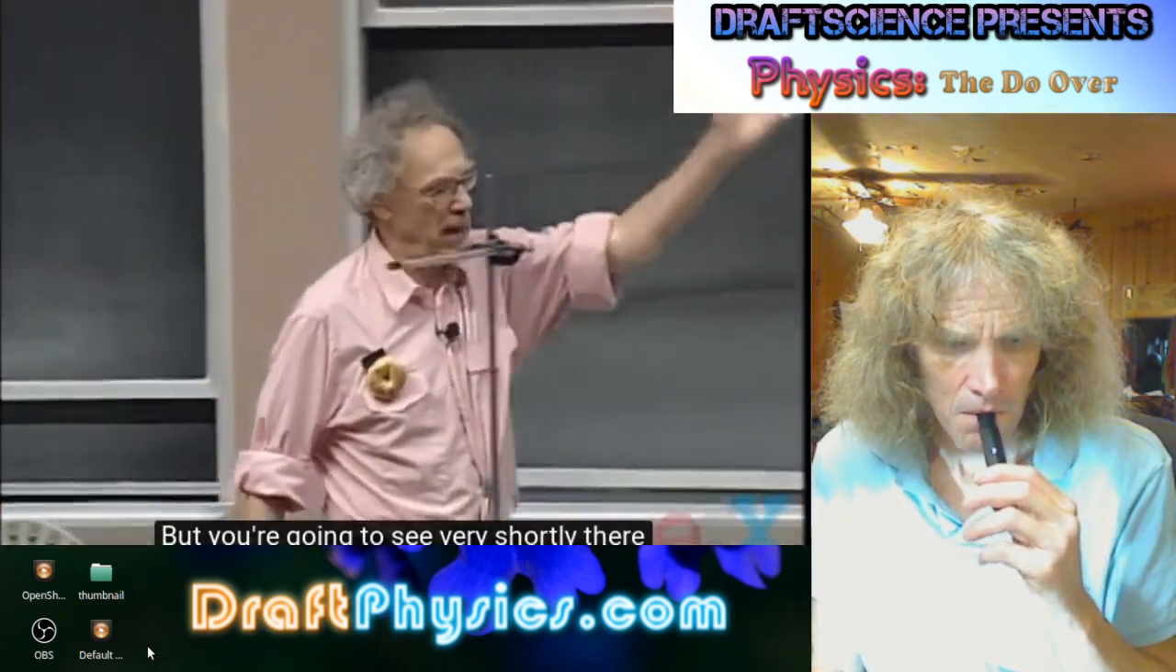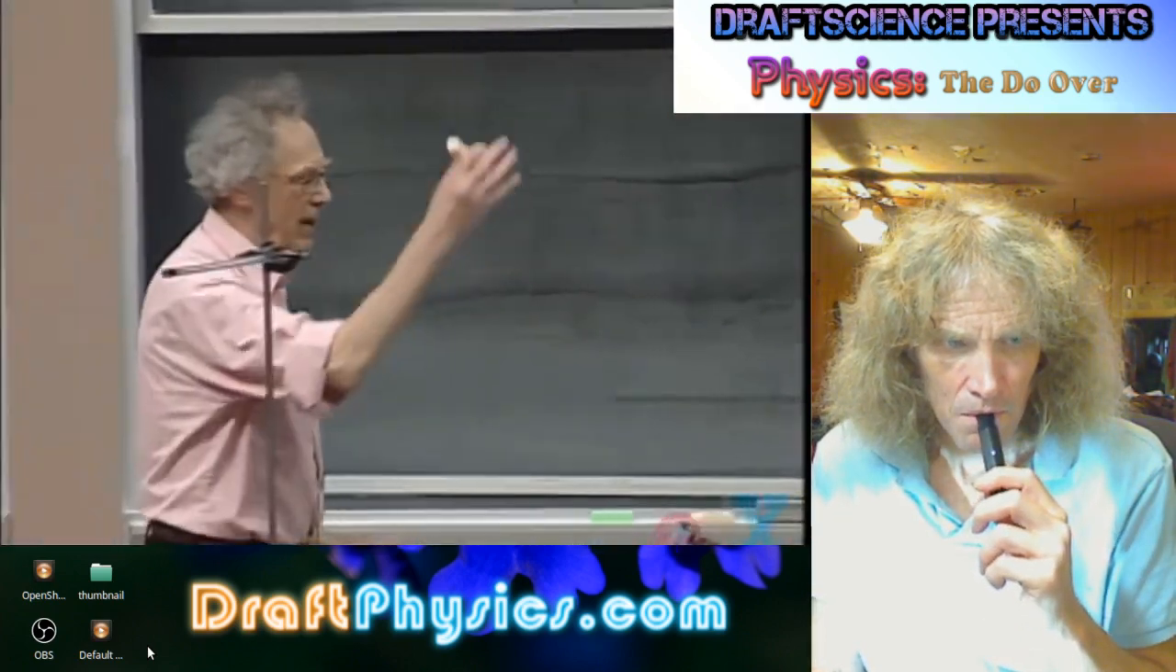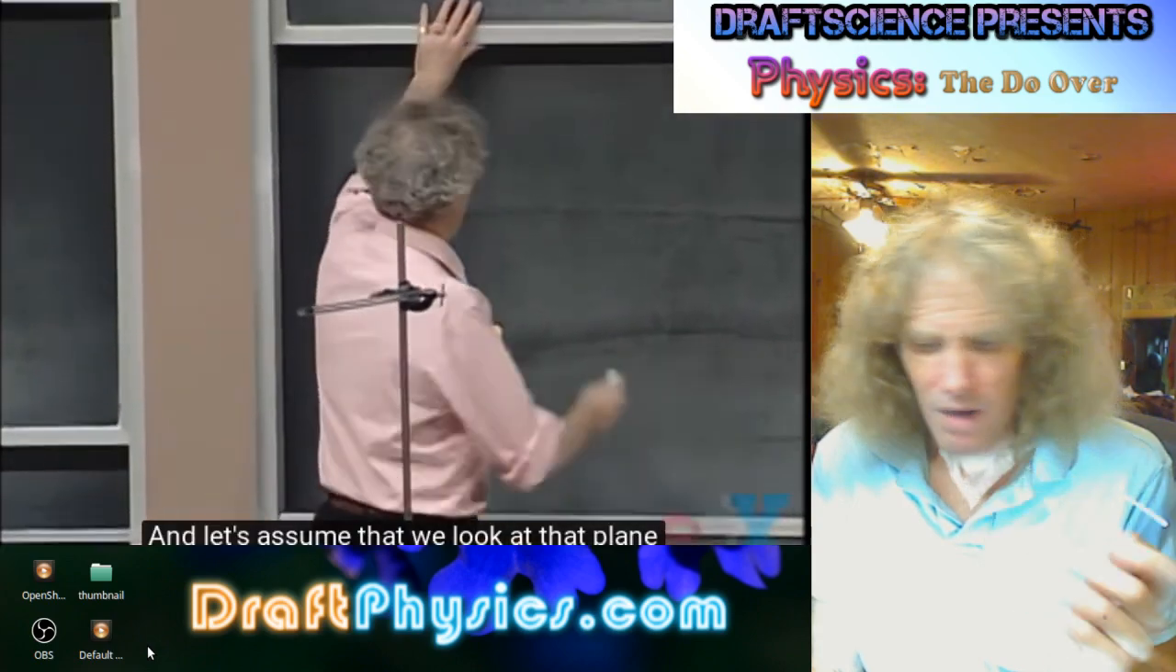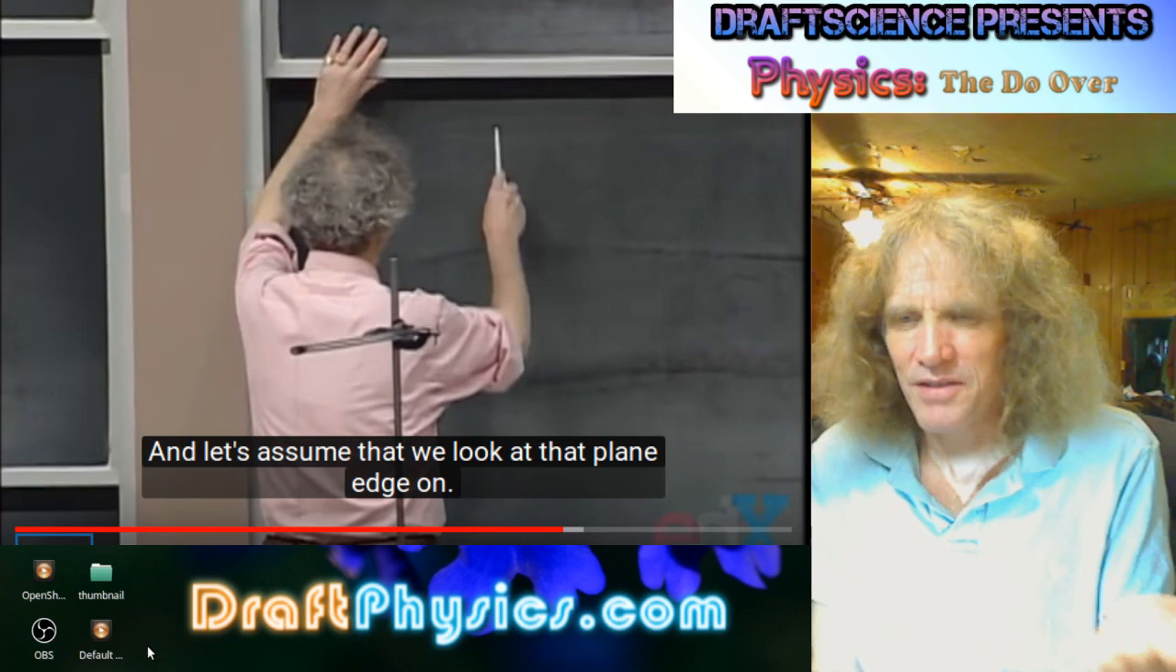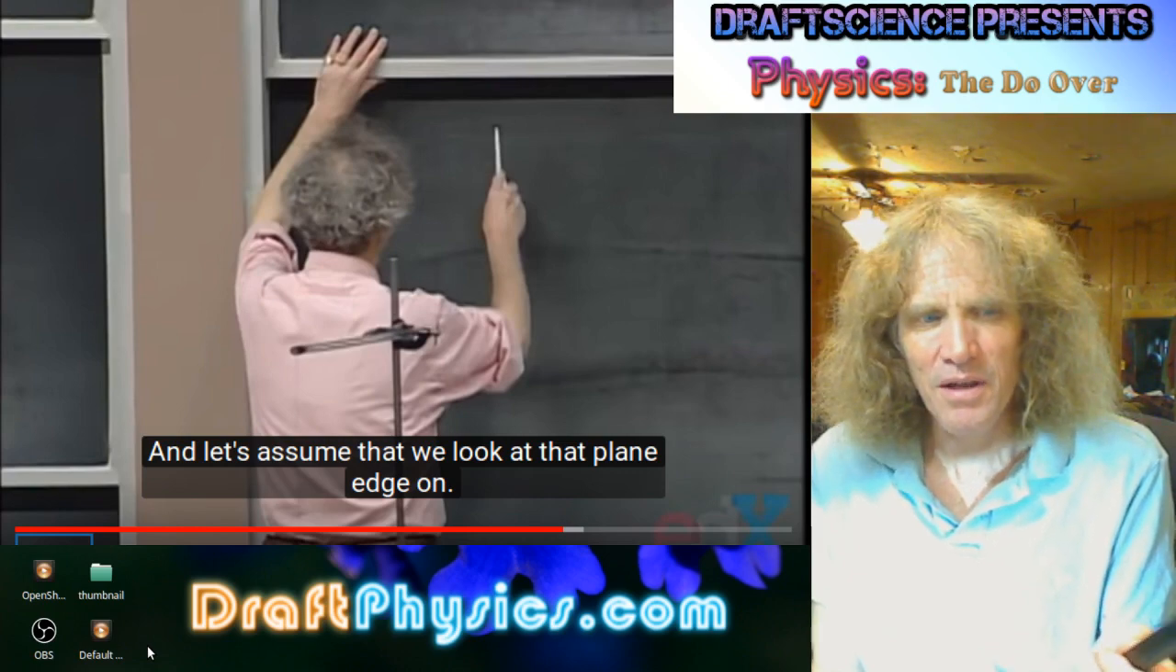But you're going to see very shortly there a very large plane. I'm going to get it in a few minutes. And let's assume that we look at that plane edge on. All right, the words qualitative and quantitative, they use these words, and I don't know exactly why they do.